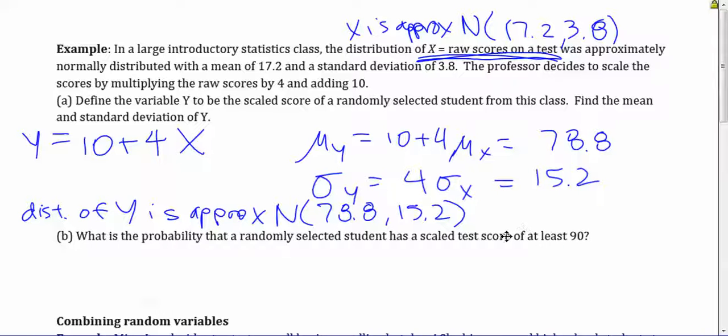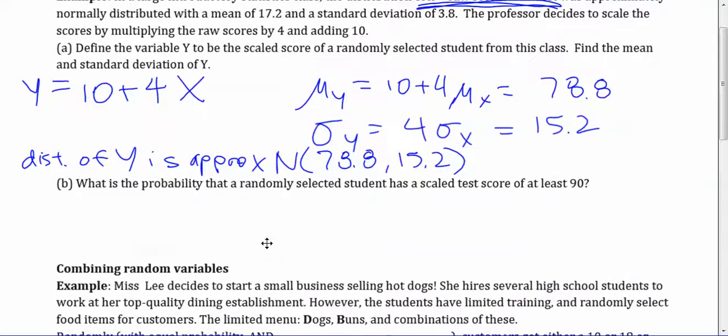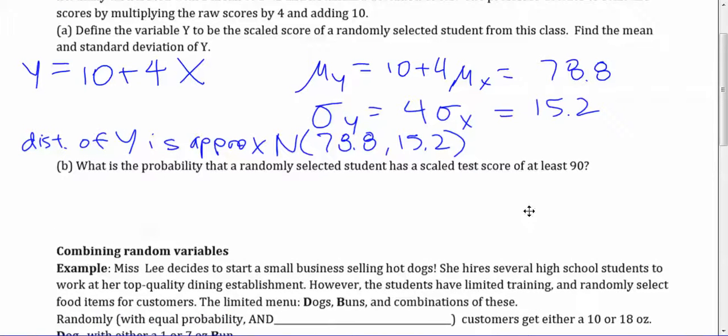So the first things first, I want to write this as a probability statement. So probability statement, at least 90. I want to find the probability that this is going to be at least 90. Remember what at least 90 means. That means 90 or more. So the probability that y is greater than or equal to 90.